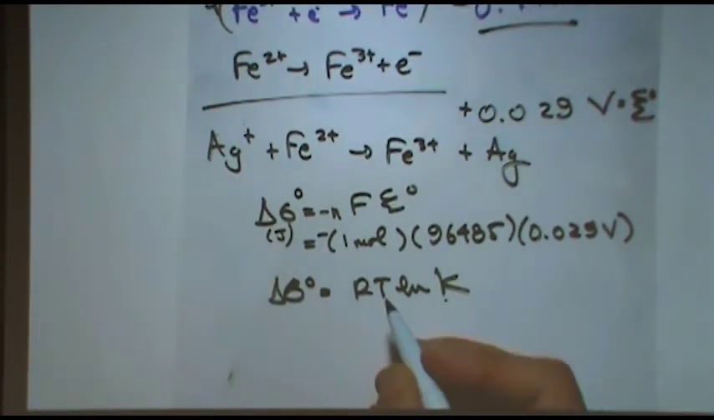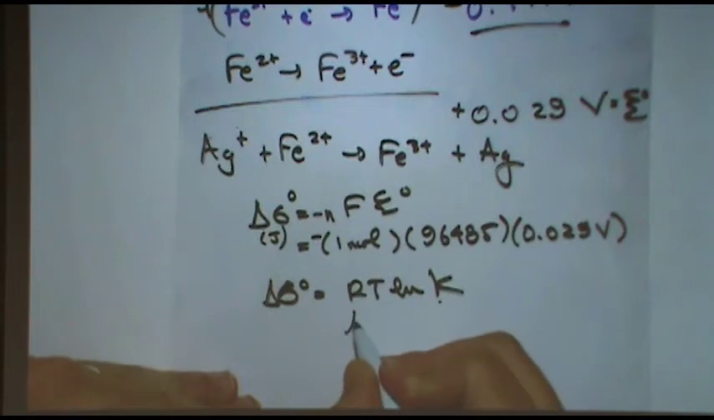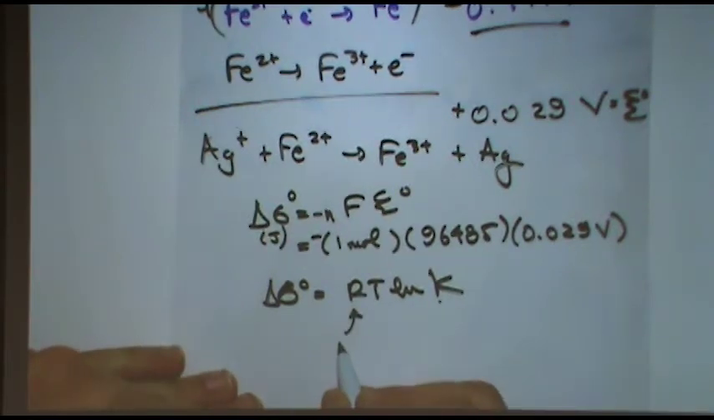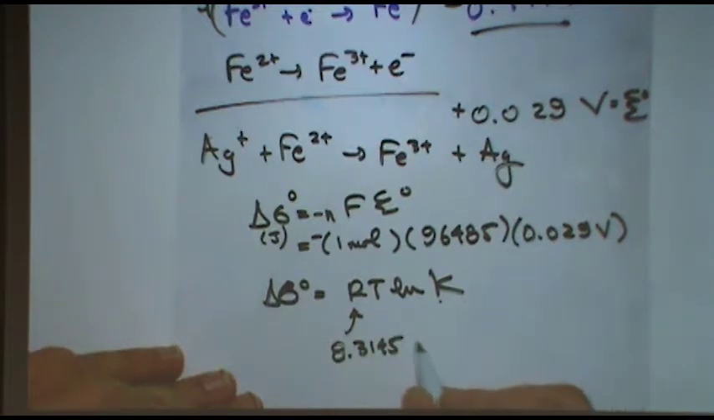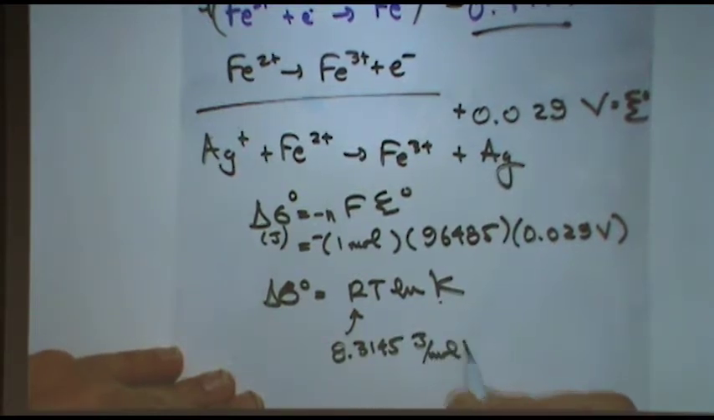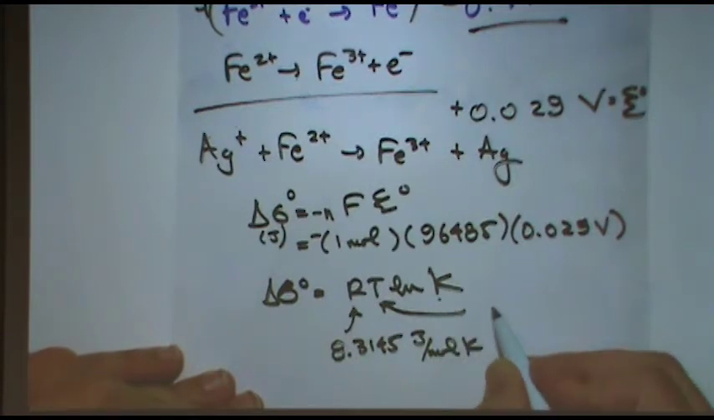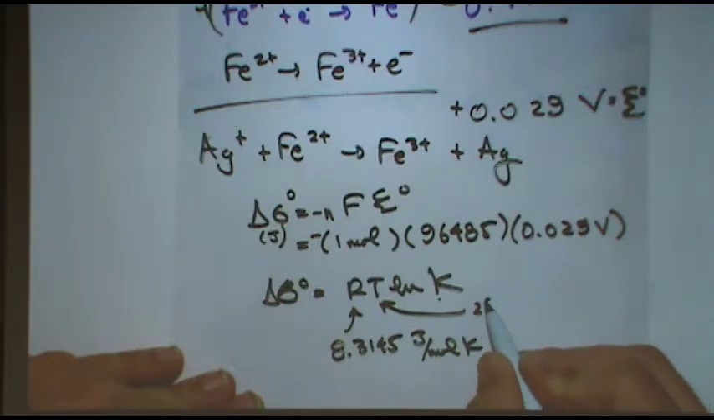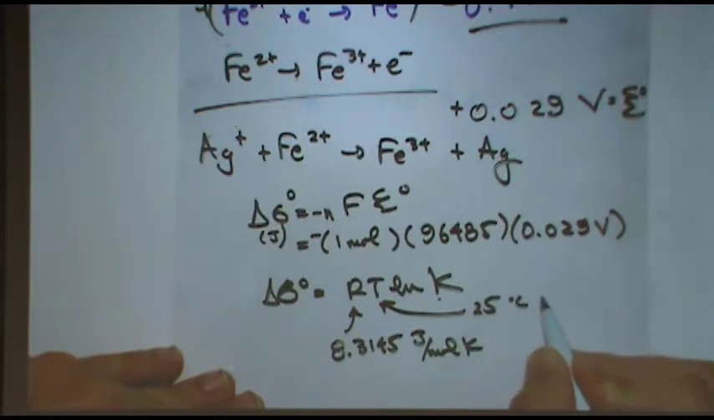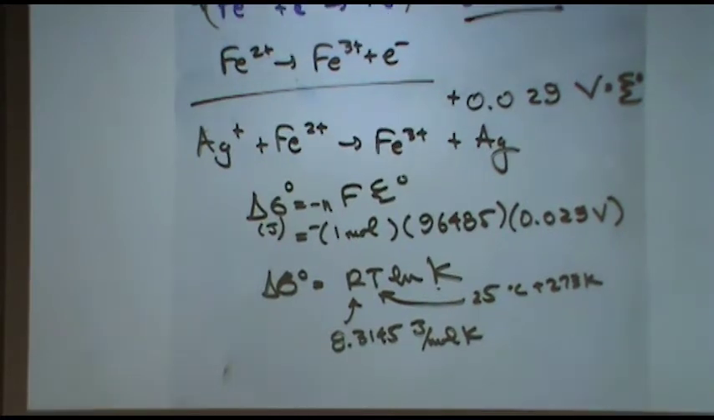Okay? So, R, just to review here, R would be 8.3145 joules per mole Kelvin. What would T be if we don't give it to you? Okay, I'm hearing a lot of mumbling. 25 degrees Celsius plus 273 K. Okay? So 298 Kelvin. All right, so that'd be some standard calculations.